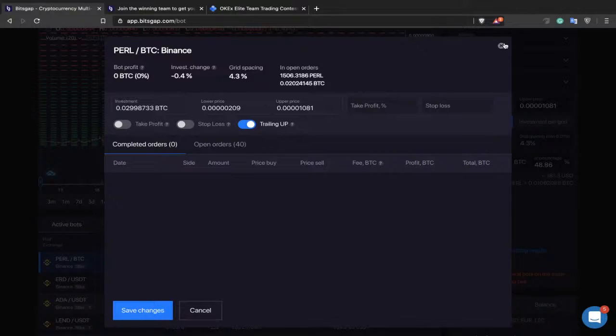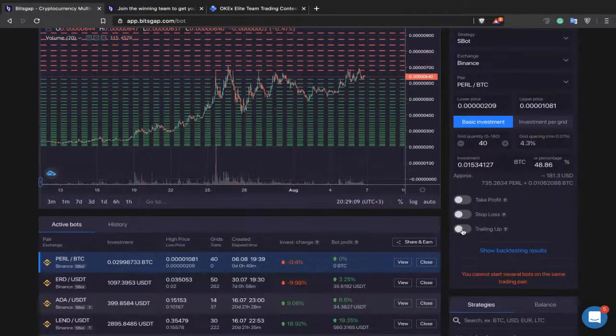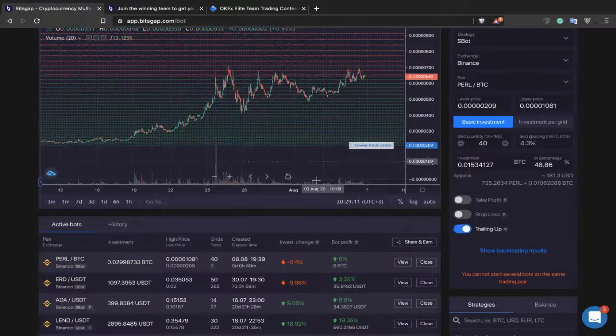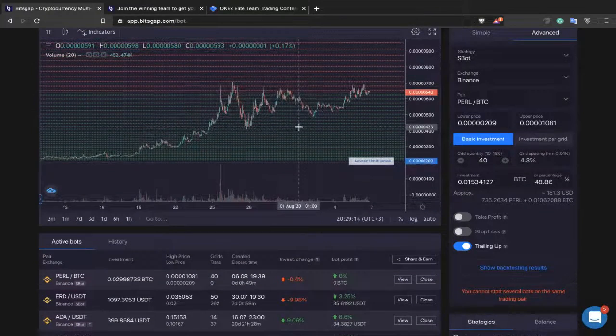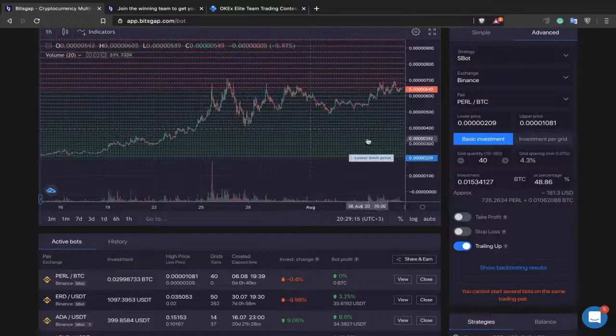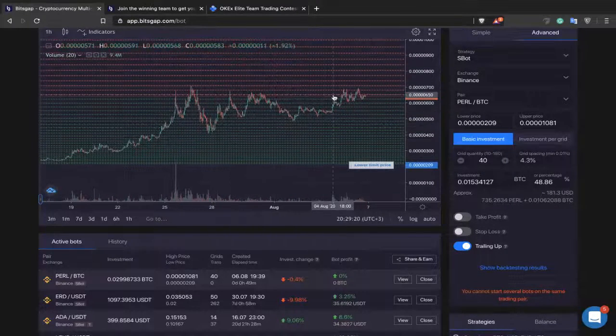However, it can be the case that you don't have the internet connection, maybe you are in the plane, or you don't have the access to your trading algorithm. So when you have initially switched the trading up feature on, that's 100% sure that the algorithm will follow the rising market.